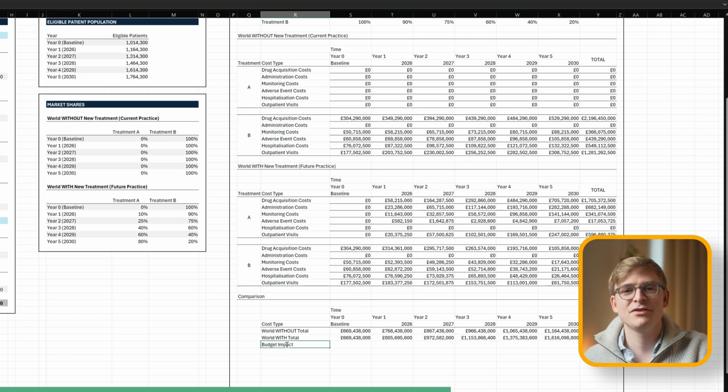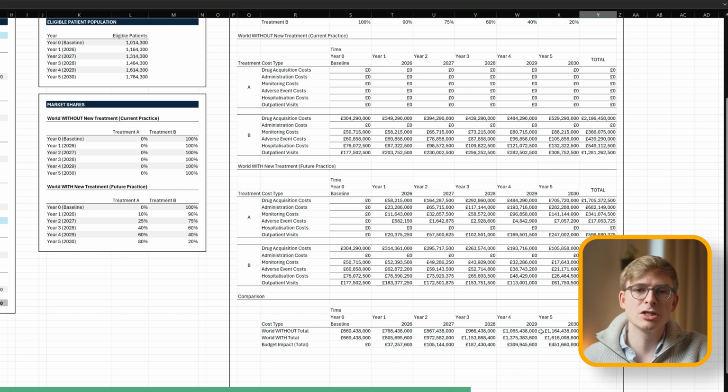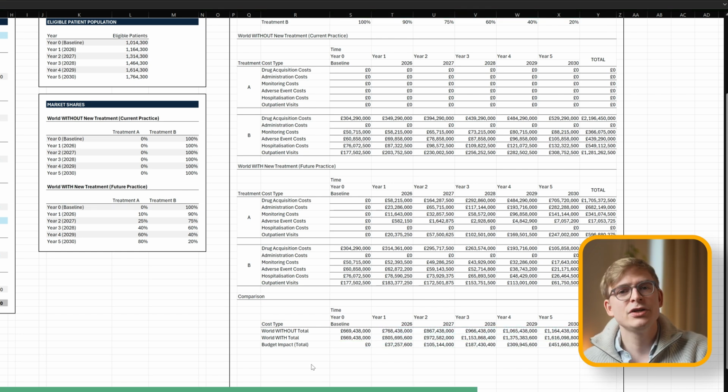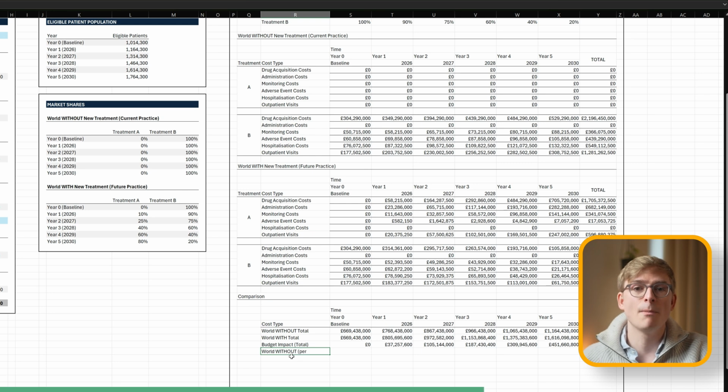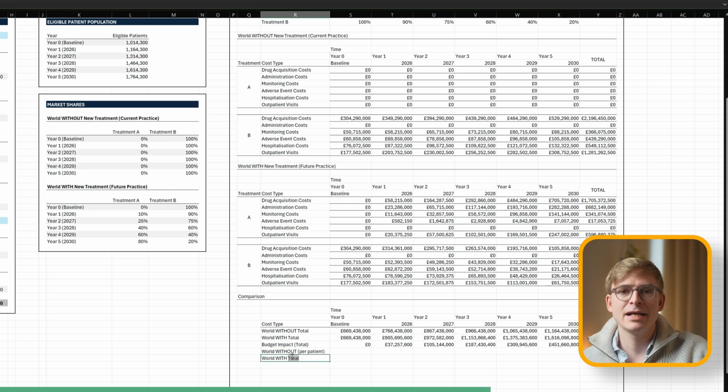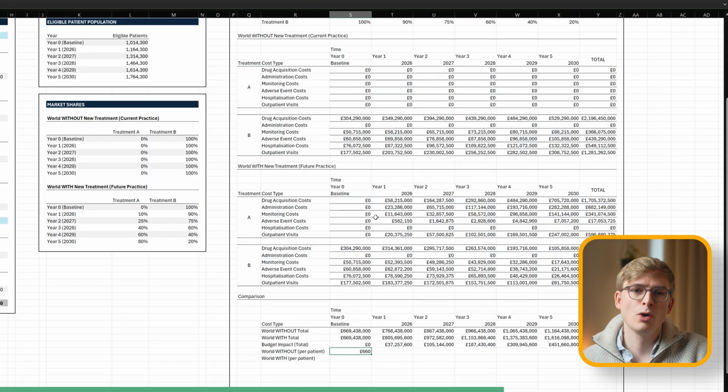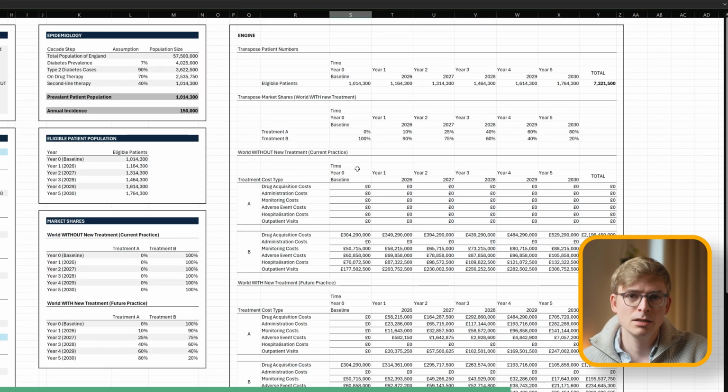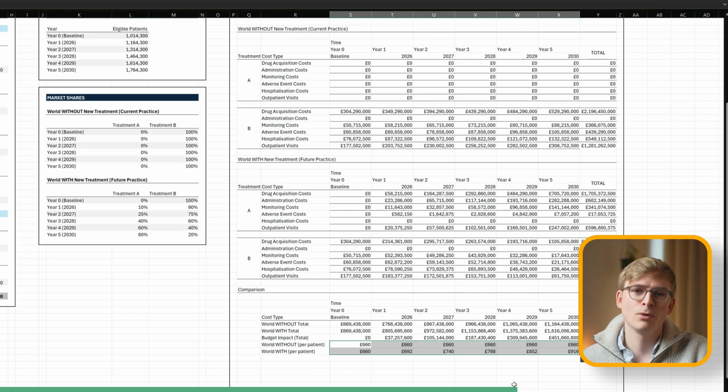Alternatively, we could express this on a per patient level rather than for the total population, for which we divide by the number of eligible patients in each year. Here you can see that our budget impact in our baseline year is zero, which makes sense as all costs are the same. We don't really need our year zero results for reporting results later, but I'm keeping it here for consistency.